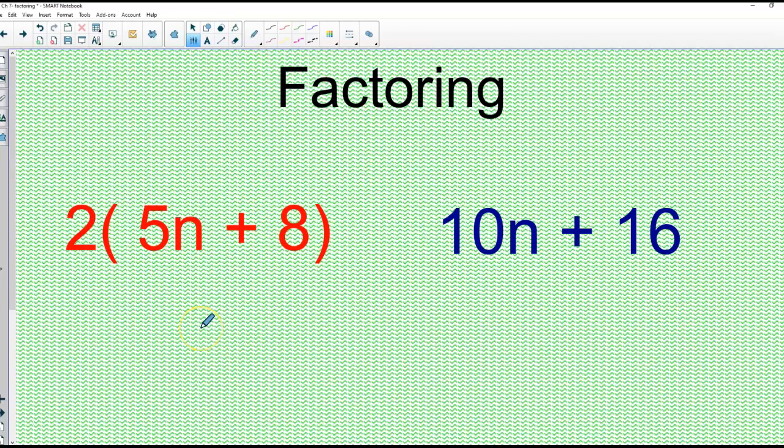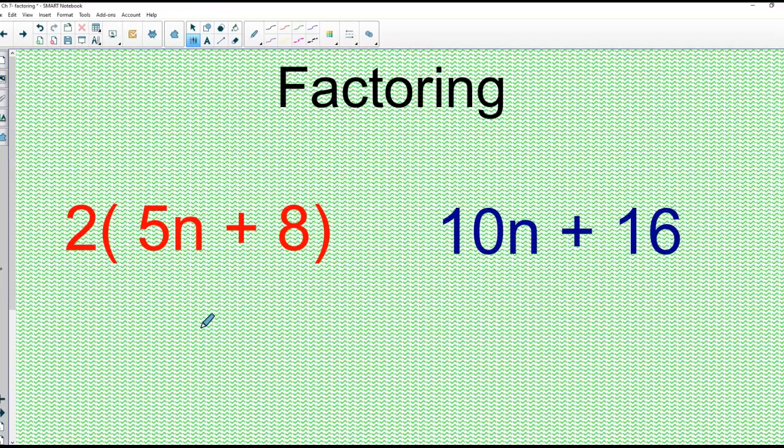Hey guys, I'm here today to talk to you about a new math skill that's called factoring. So we've been working our way through this algebraic expressions unit. We worked through some vocab, we identified like terms, we combined them.